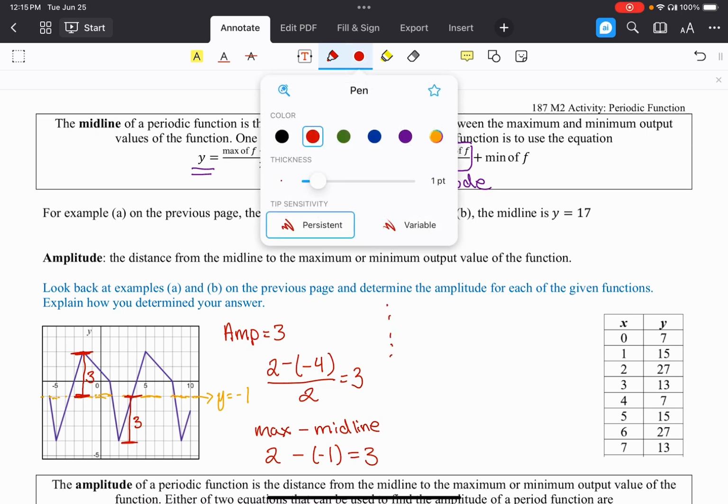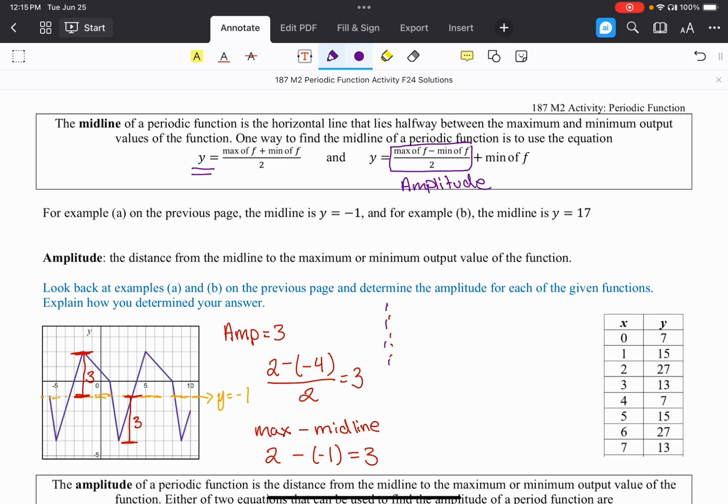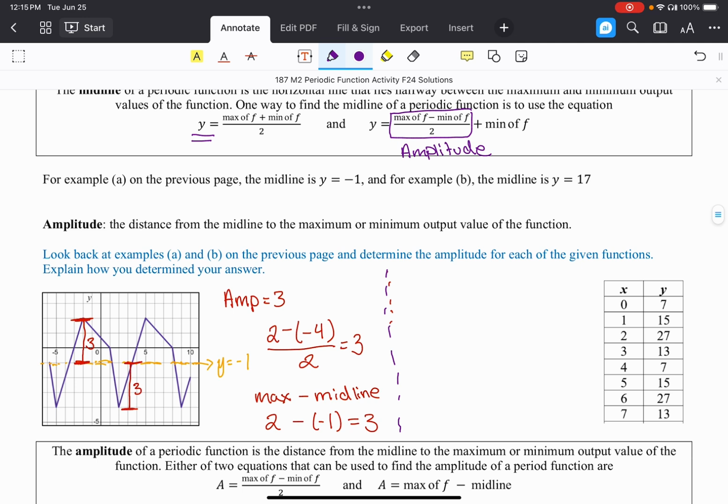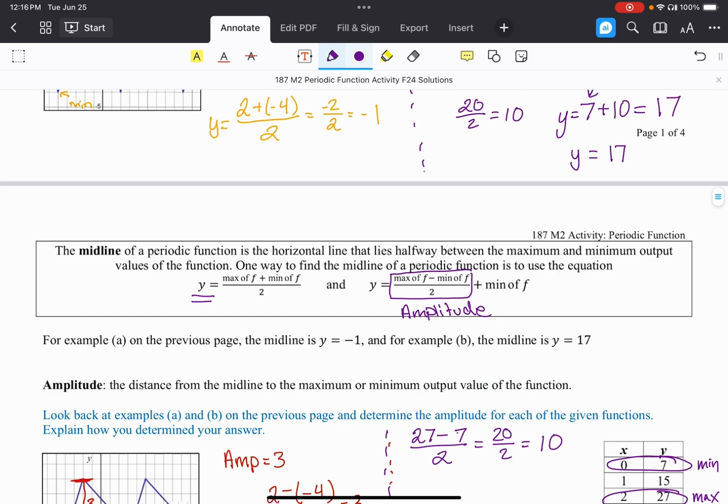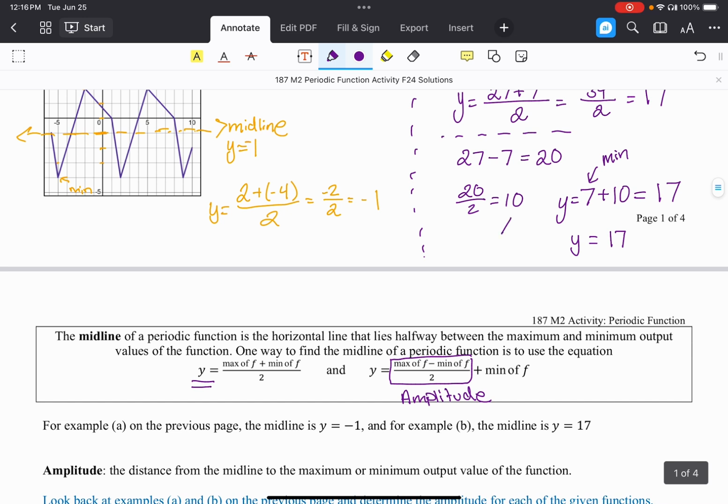So let's try out these different strategies from our table problem. Remember, our min was 7, our max was 27. I like to just highlight those. So if I went the route of max minus min, that was 27 minus 7, all divided by 2. And that would equal 20 over 2, which would equal 10. And so going back up to that previous example, we found the amplitude.